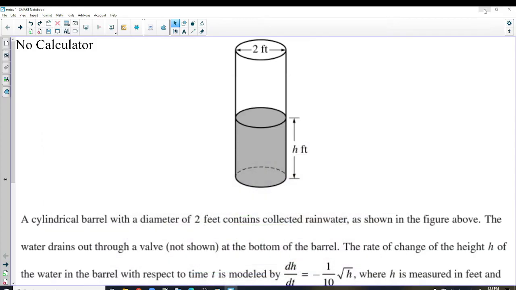All right, today's topic is related rates. This one's no calculator, but we are going to cheat a little bit if I have the answers up here.